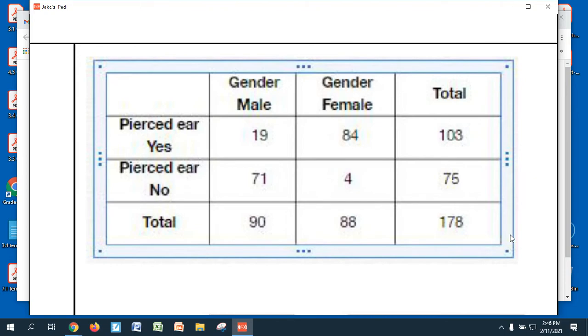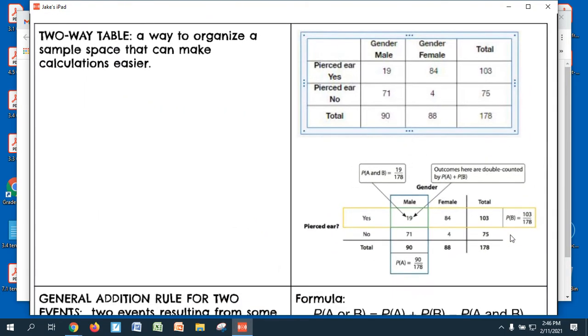So it's important that we're able to read what a two-way table tells us. And it actually makes it a lot easier finding calculations and finding probability.